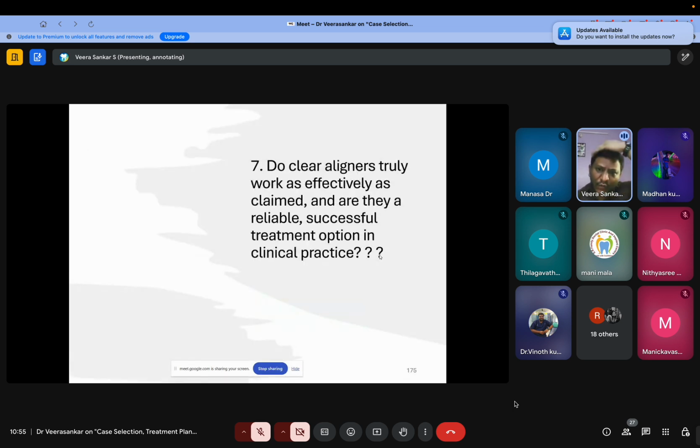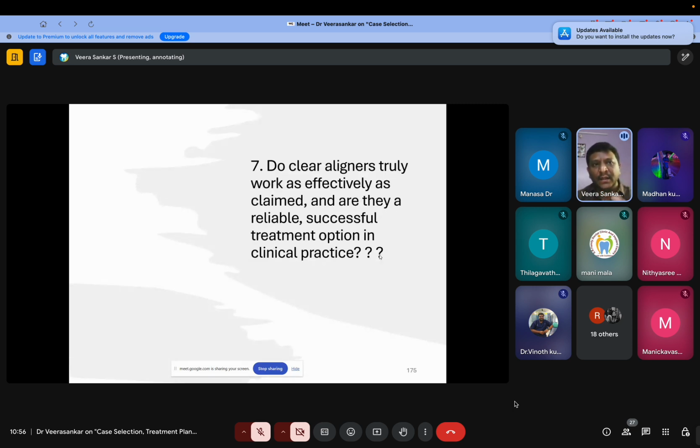So do the clear aligners truly work as effectively as claimed, and are they a reliable, successful treatment option in clinical practice? Yes, out of practice, it is successful, and having treated so many patients, I can come to a conclusion. If the treatment plan is properly done, it works in a very excellent and effective manner, and it is very fast when compared to conventional braces, because in conventional braces we have 3 stages of treatment, like initial leveling and alignment. Soon after the leveling and alignment is completed, only then can we go ahead with space closure and finishing and detailing.